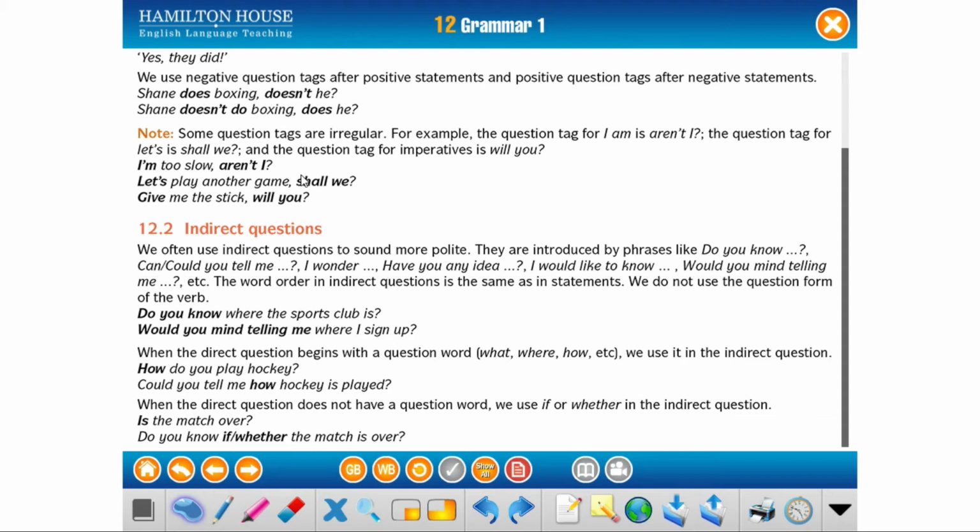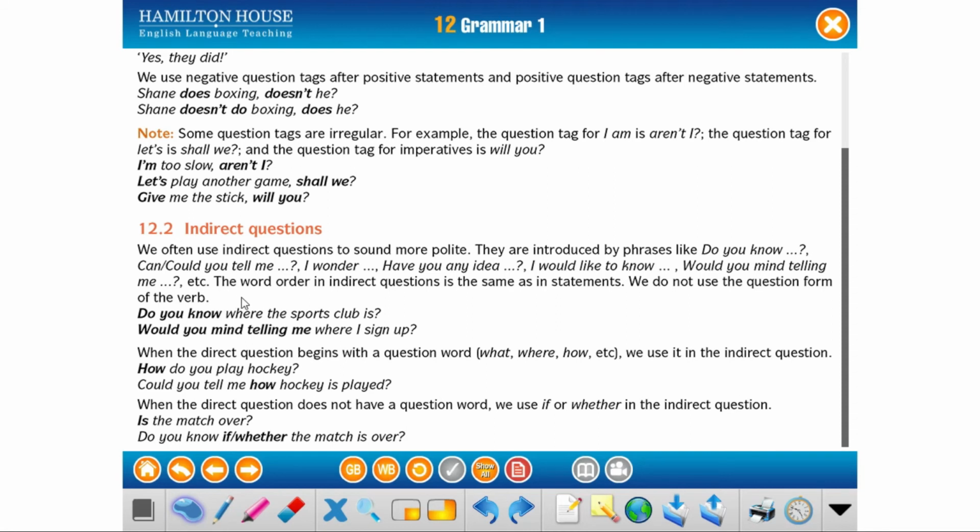These indirect questions might be, "Do you know?" "Can you tell me?" "Could you tell me?" Remember that "can" is a little more informal and "could" is more formal. "I wonder." "Have you any idea?" "I would like to know." "Would you mind telling me?"